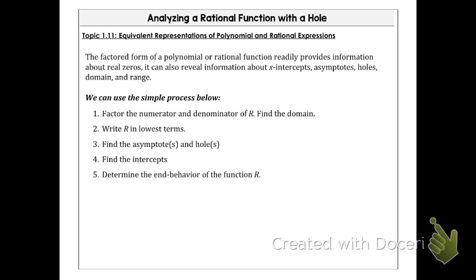All right, so analyzing a rational function with a hole. The factored form of a polynomial rational function readily provides information about the real zeros. It can reveal information about x-intercepts, asymptotes, holes, domain, and range. So we can use a simple process below. Factor the numerator and the denominator of r and find the domain. Write the rational function in the lowest terms. Find the asymptotes and the holes. Find the intercepts, and then determine the end behavior of the function.